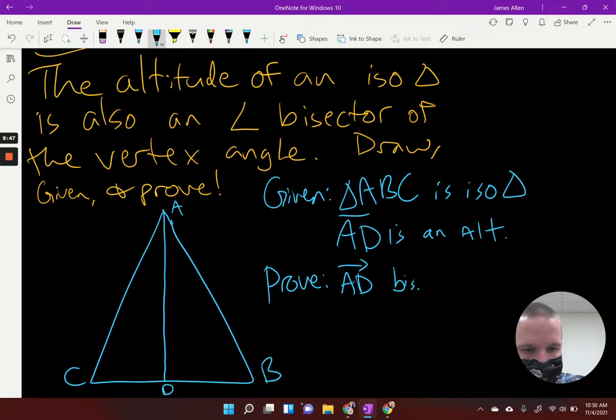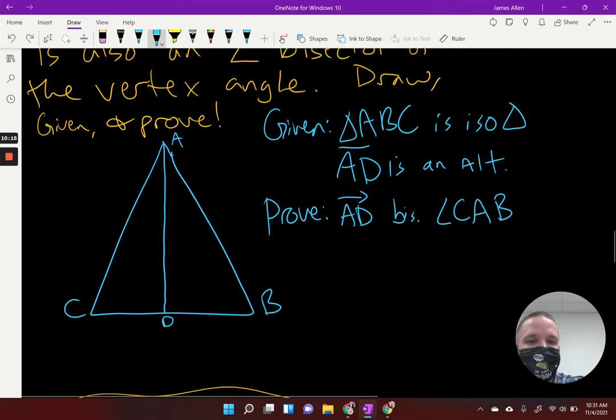Bisects angle CAB. Right? That's the angle up here. It's bisecting angle CAB is my proof. That is it. That's all we ask you to do there. 3 points. Draw the diagram, write my given, write my proof. Make sure you label that diagram so that you can write those things into the given and proof statements. You should not just be saying in the given, there's an altitude. You need to specifically say which one with your points that we have on there.